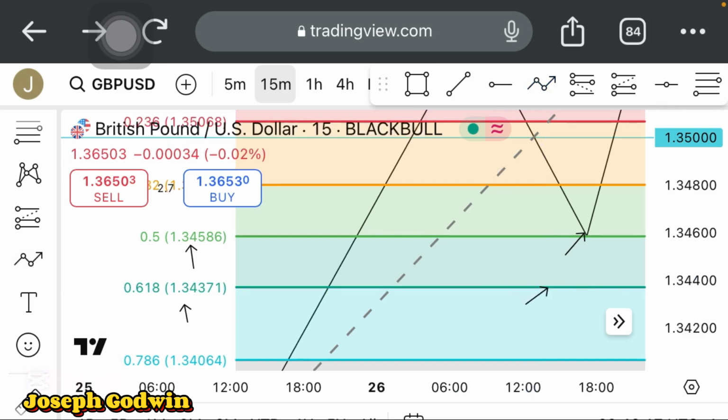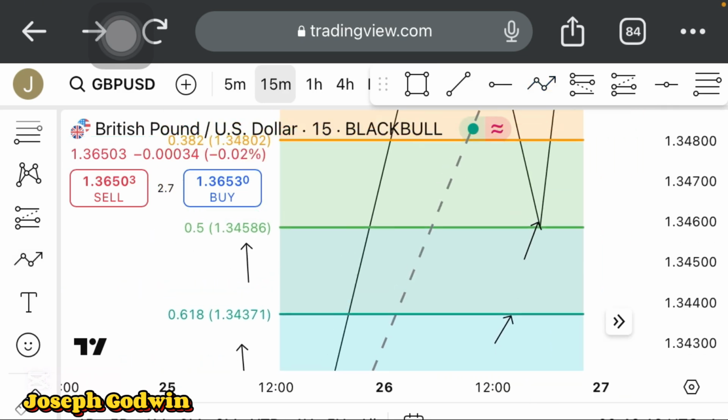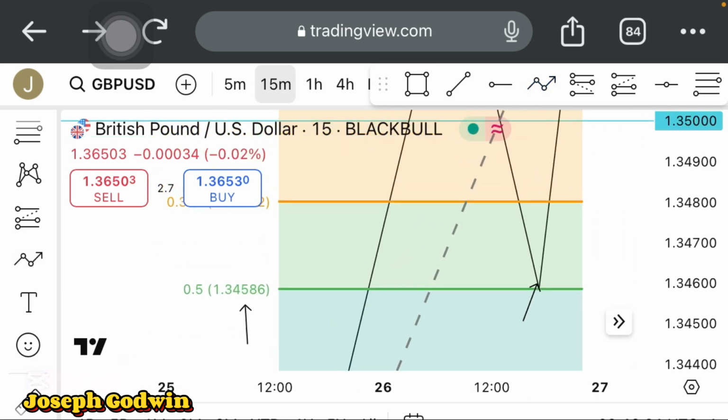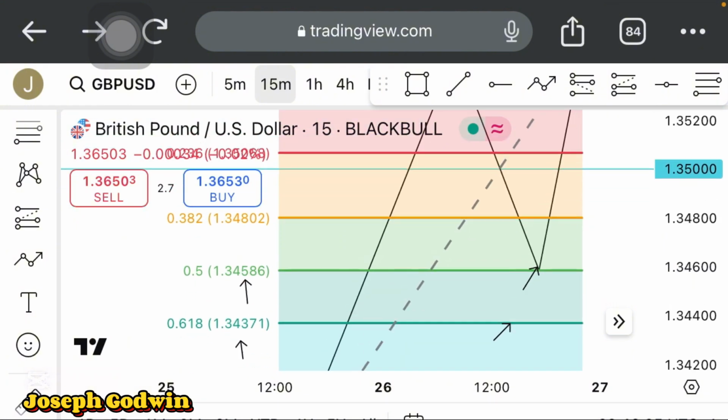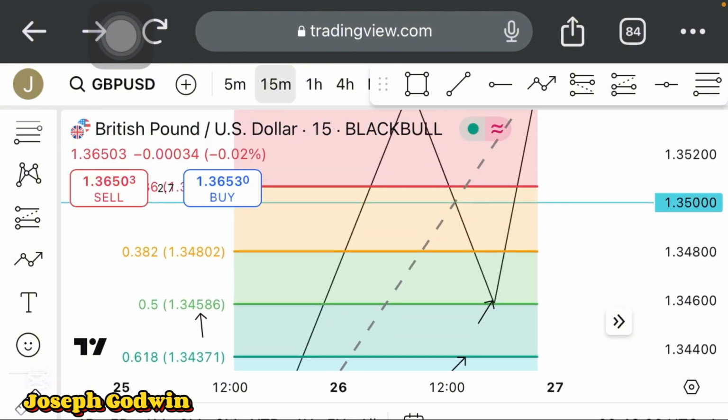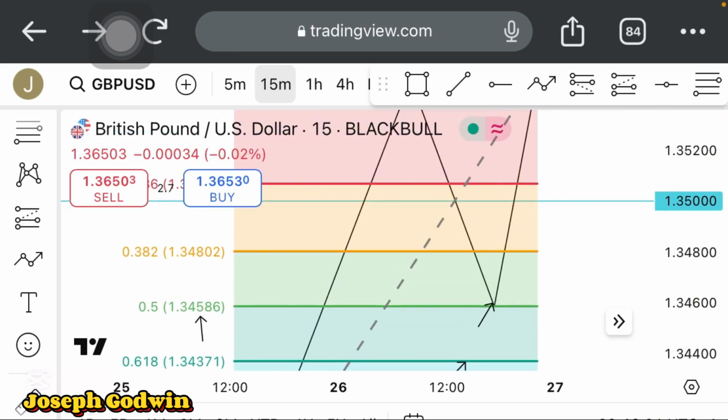You understand? If price invalidates these two levels, then you know that the trend has changed. And this is how to analyze the market that I was telling you about. Now let's go to how to enter a trade.